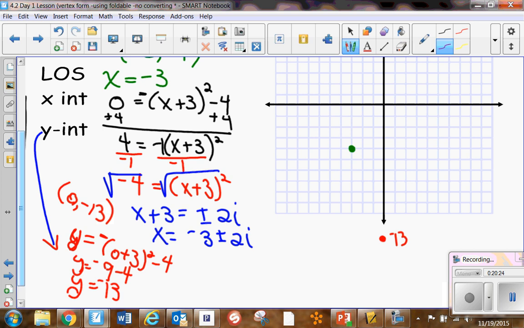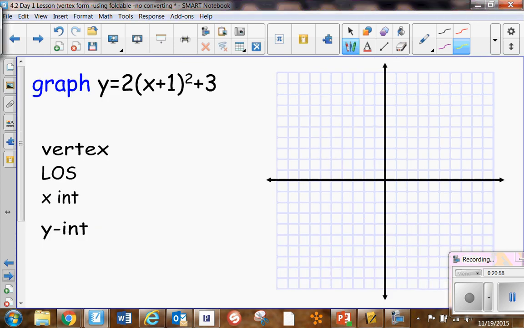All right, so the line of symmetry is going to be at negative 3. This is my line of symmetry. If negative 13 is here, and I don't have any x-intercepts, this is 1, 2, 3 away. So 1, 2, 3 away. Sure enough, it's never going to go to the x-axis. Never, ever. Okay? All right.